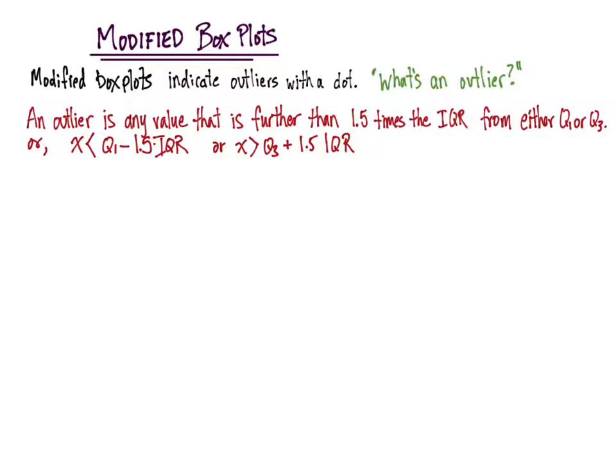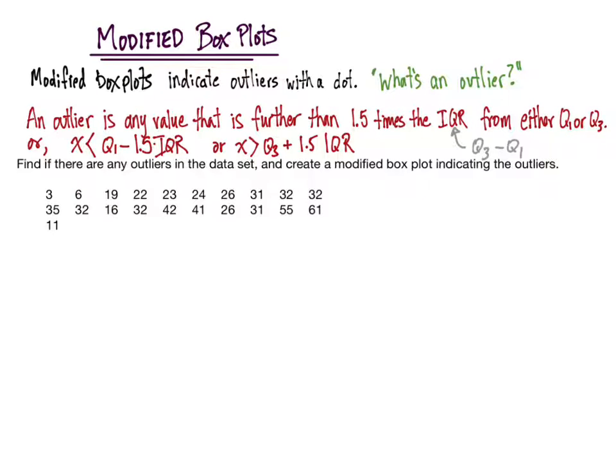So what does that really mean? It means that an outlier X is any number less than Q1 minus 1.5 times that interquartile range. Or it could also be a number X that's greater than 1.5 times the IQR added to Q3. So to explain how this really works, let's look at another example, another data set.